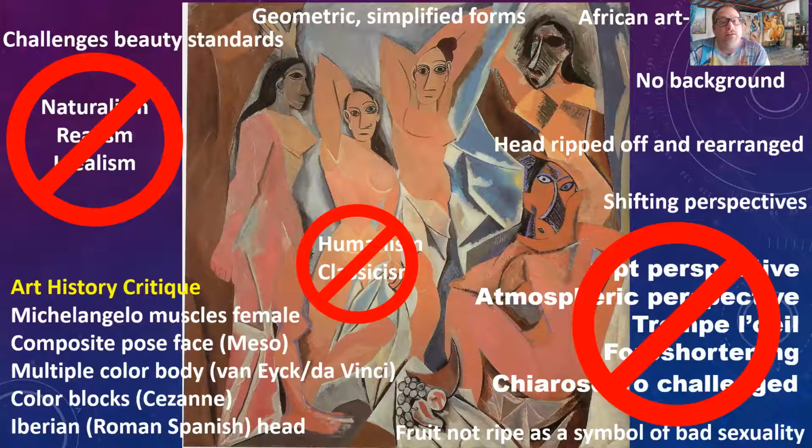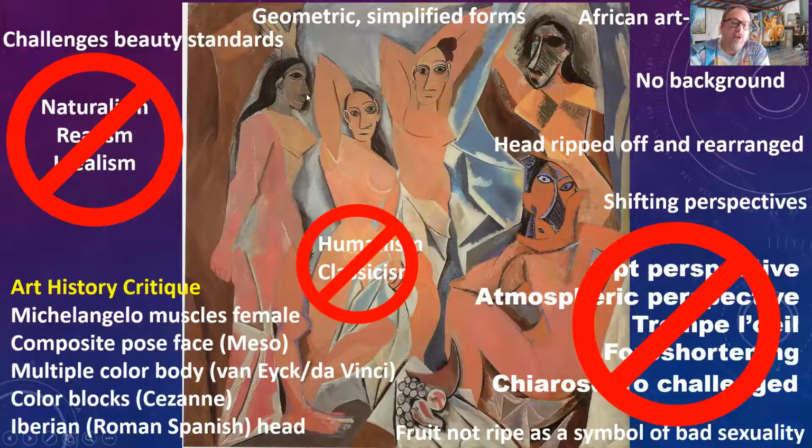The one-point perspective, the atmospheric perspective, the trompe-l'oeil, the foreshortening, chiaroscuro, even the fruit down here, which is traditionally a symbol of female sexuality, right? We talk about a woman's cherry being her virginity, talk about a woman's melons in reference to her breasts. That is a watermelon, a grape, a pear, and an apple that no one should want to taste. And so some of it's a reference to bad sexuality. There's something wrong with these women.